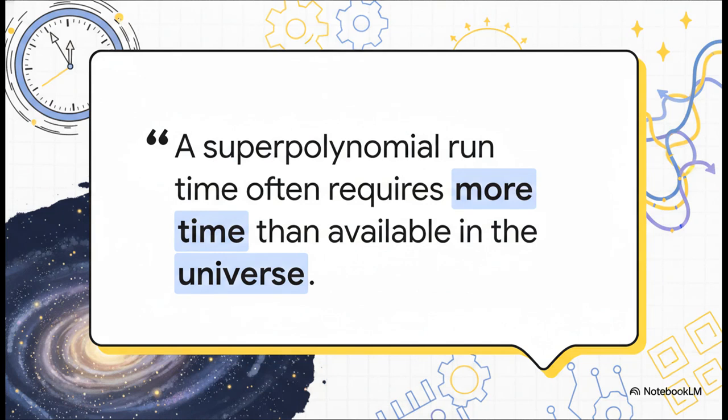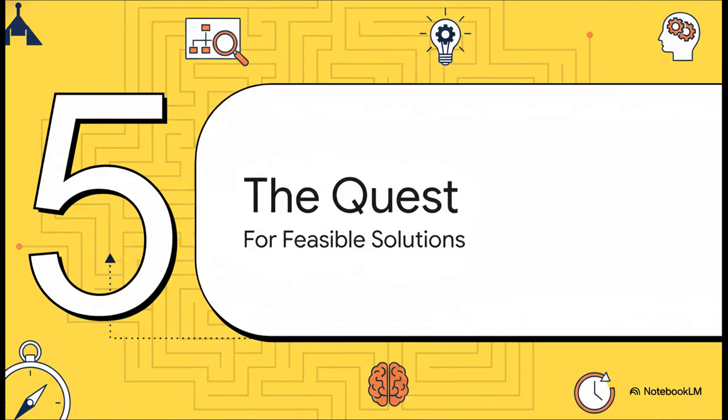And this is the mic drop moment. Think about this for a second. For an input of just 50 items, a factorial algorithm would take more nanoseconds to run than there have been nanoseconds since the Big Bang. That's not just slow, that is fundamentally impossible. It's infeasible. So where does this leave us?